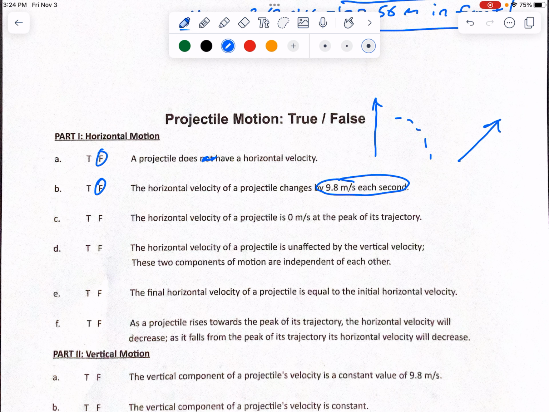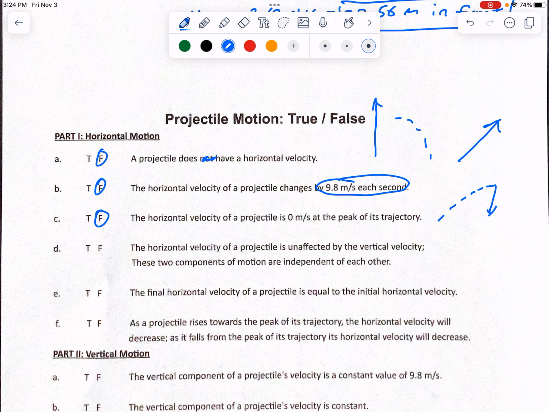C, the horizontal velocity of a projectile is 0 meters per second at the peak of its trajectory. That means if I launch something like this, and if you say that's true, that means it just stops dead in its tracks right here and just drops. That is not going to happen. So horizontal velocity stays the same the entire time. Now, vertical velocity will turn to 0, but horizontal velocity will stay the same and will not be 0.